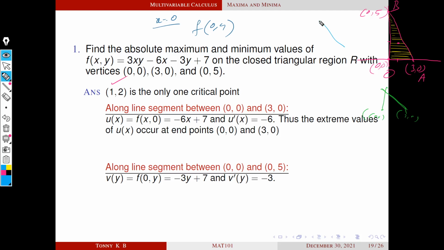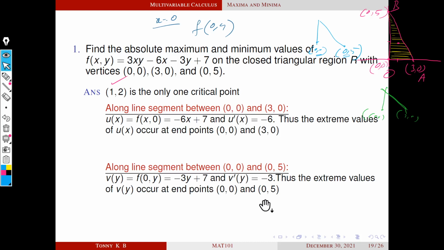And this point is (0, 0), and what about this one? This is (0, 5). Okay, so again we have two possible extreme points, either (0, 0) or (0, 5). This may be a minimum point, this may be a maximum point. So from this edge we have two possible extreme points, one is (0, 0), the other is (0, 5). Okay, and (0, 0) is common. Anyway, we now have 3 possible points.